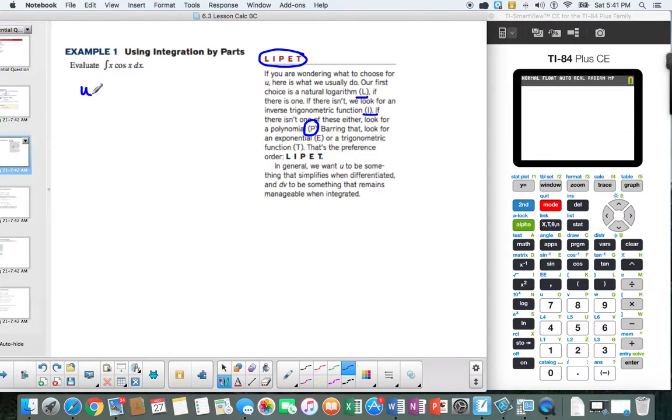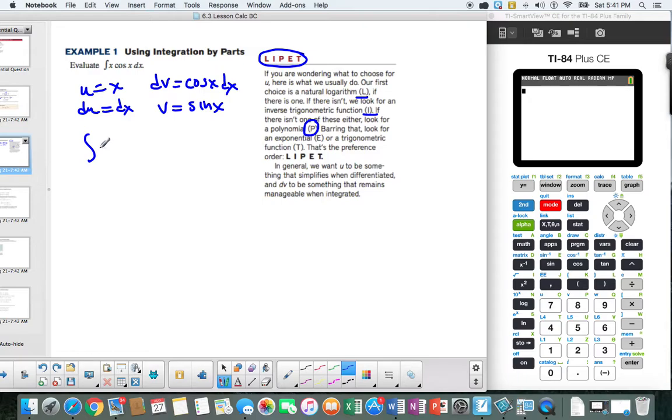So I'm going to let u be equal to x, and dv will be equal to cosine x dx. Now remember that we have to find a du, which is going to be dx, and we have to find the antiderivative v, which is going to be sine of x.